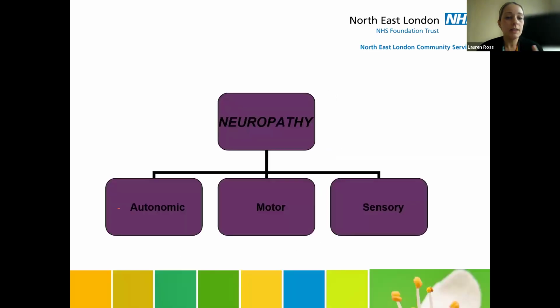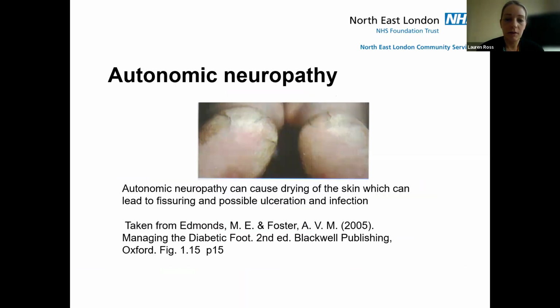Okay, so neuropathy can be split up into 3 categories. You've got autonomic, motor, and sensory. I'll give a brief description of these types of neuropathy, and then I'll allow Ibrahim to come in and do his presentation. So autonomic neuropathy affects obviously the autonomic system, and quite often you'll find very dry skin.